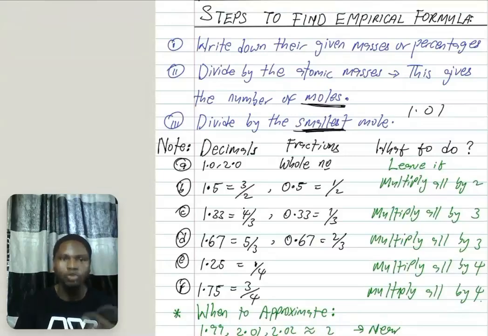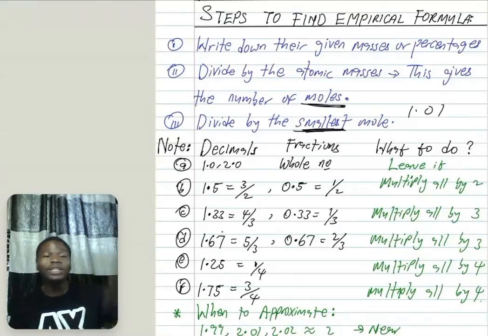Most of us are used to calculations, so we already know that 1.5 is 3 over 2, and 0.5 is 1 over 2. Good. So whenever you have this, rewrite it as this, then you multiply by 2. Also for this, 1.33, you see this is like 1.3333333, and that is 4 over 3.